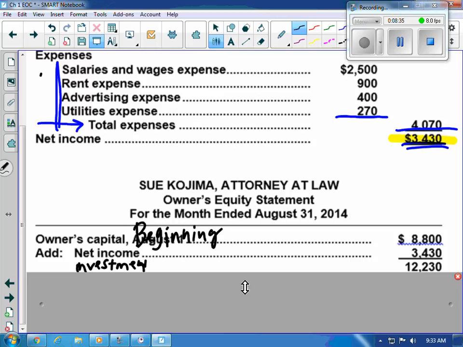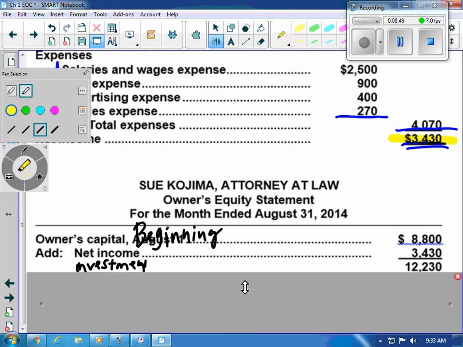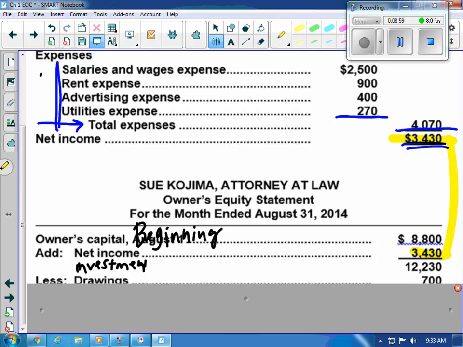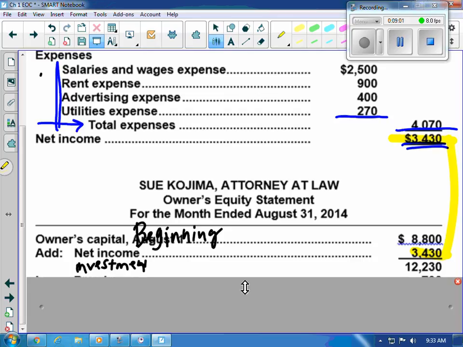So she started with $8,800. She added $3,430, excuse me, of net income. Just so you can see where that number comes from. You can total it. I've noticed my answer key likes to do that. If you don't want to do that though either, that's okay.